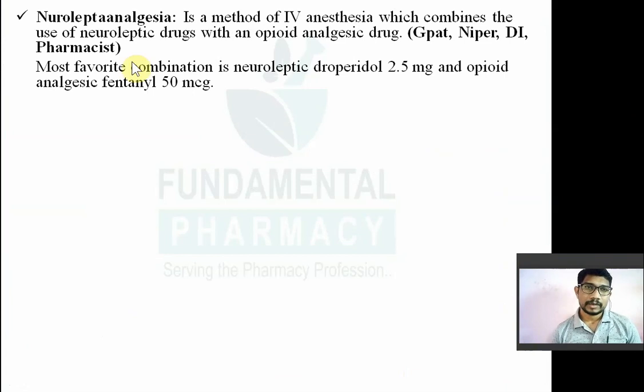Then next one, what is neuroleptic analgesia? Combination of neuroleptic drug with anesthetic drug is nothing but the neuroleptic analgesia. This was a question in GPAT. It is a method of intravenous anesthesia in which there is a combination of neuroleptic drug with opioid analgesic drug. The most favorite combination is droperidol 2.5 mg plus opioid analgesic fentanyl. This is one of the most favorite combinations for neuroleptic analgesia.